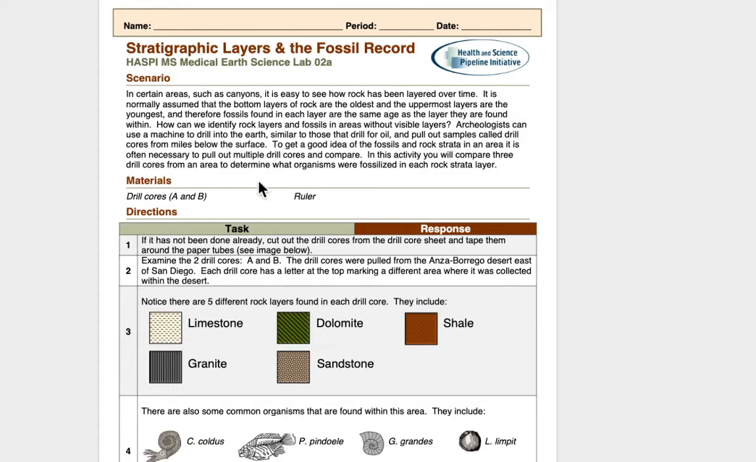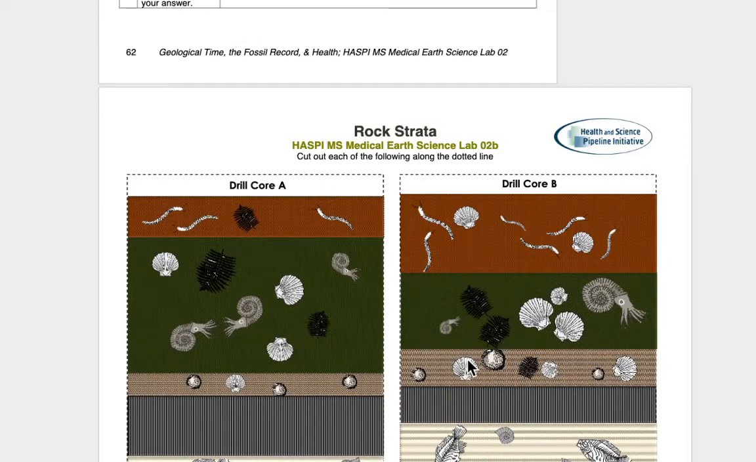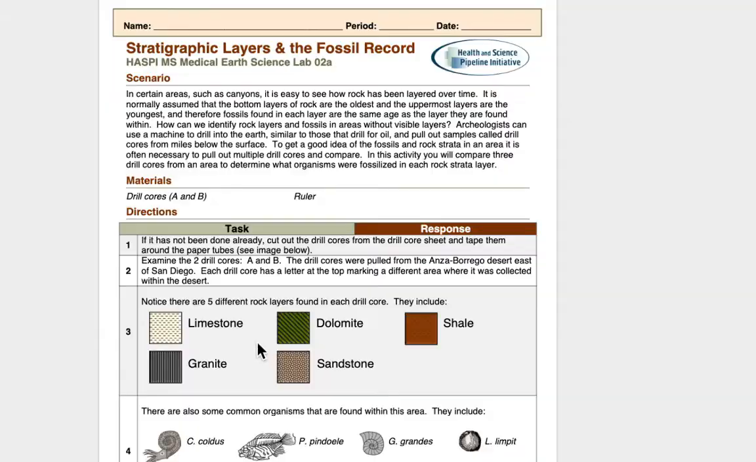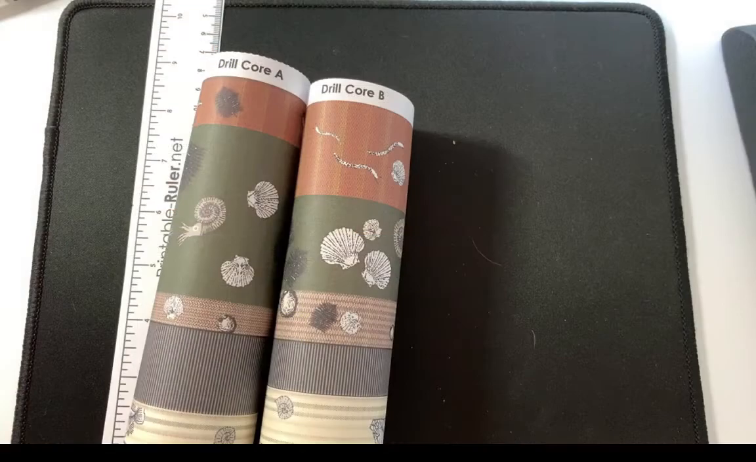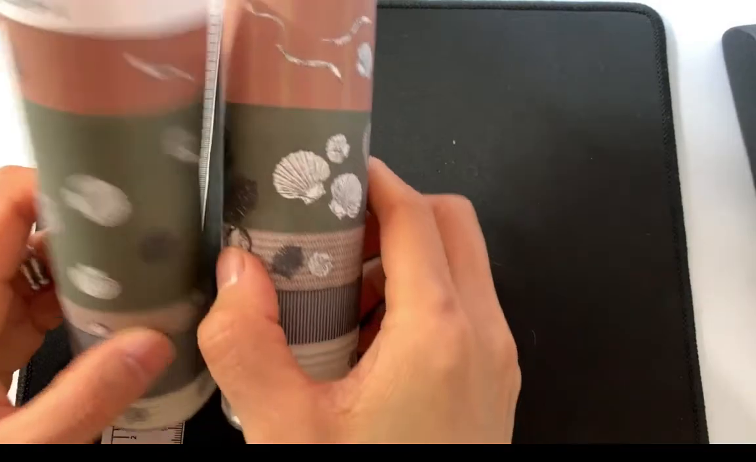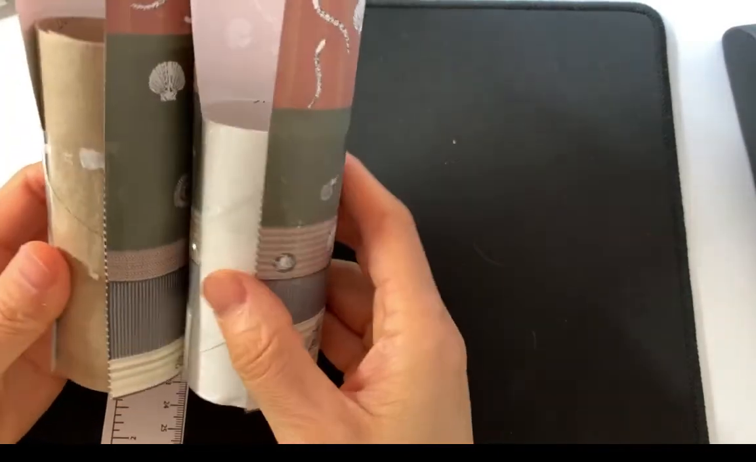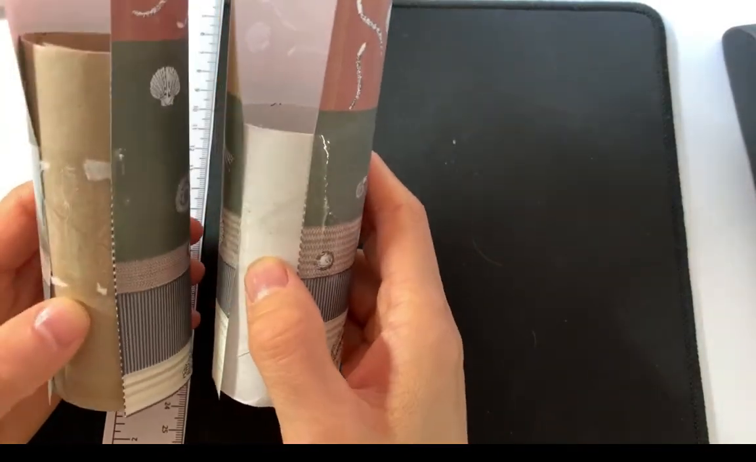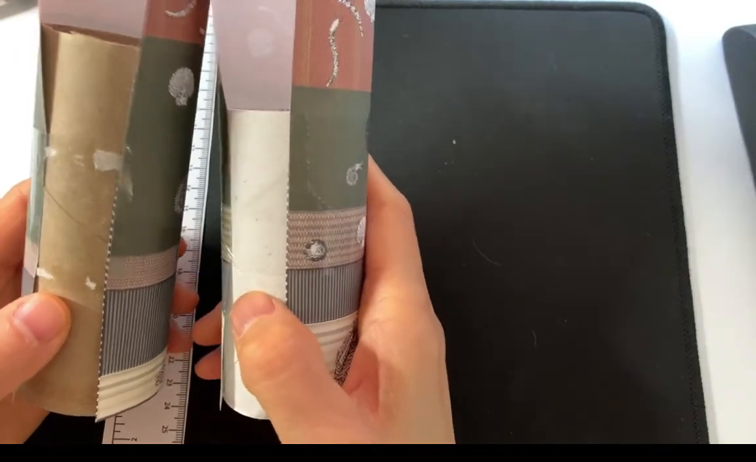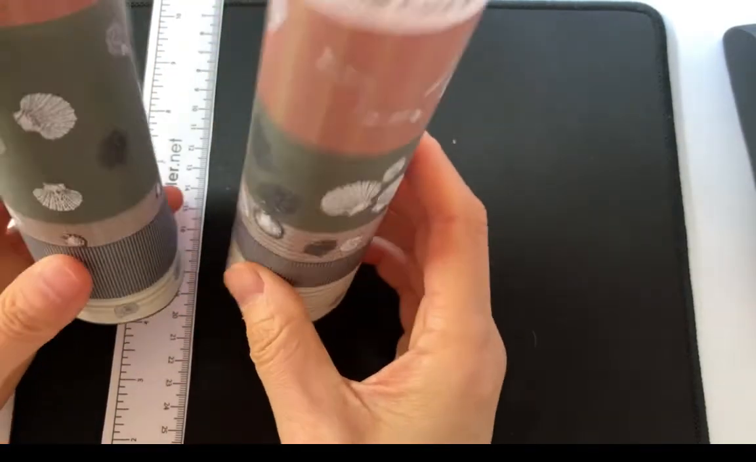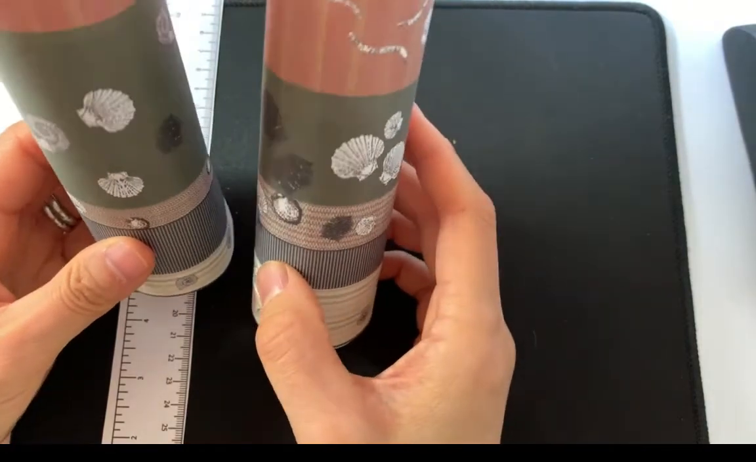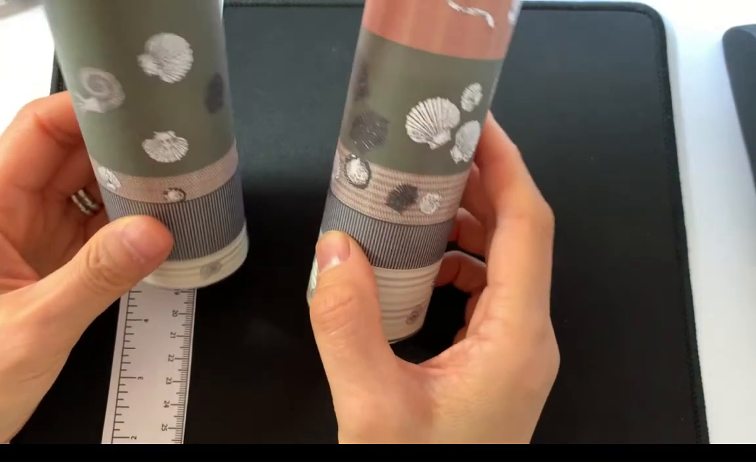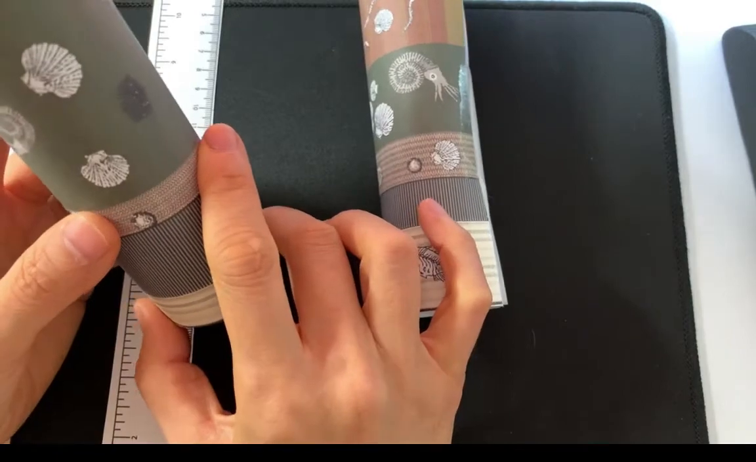Go ahead and read the scenario so you know what this activity is about. And make sure you print out this last sheet. What you're going to do is cut them out and wrap them around some sort of tube. It could be paper towel tubes or toilet paper tubes. But basically, they are going to hold it in the shape of a drill core.